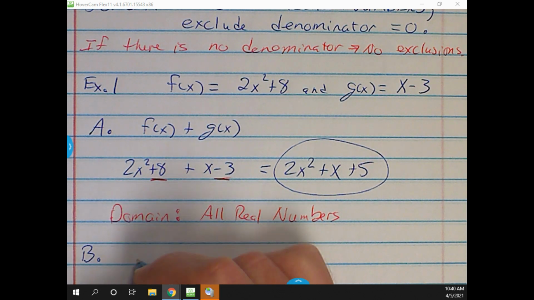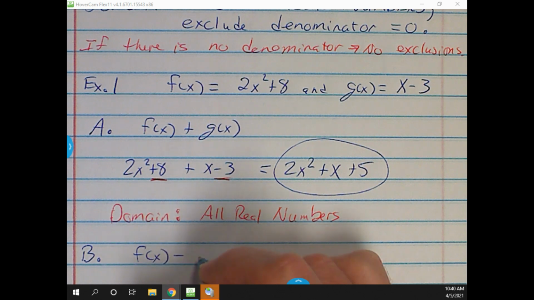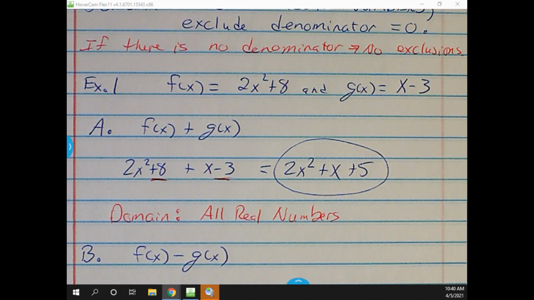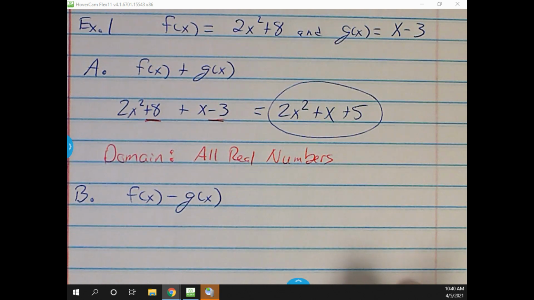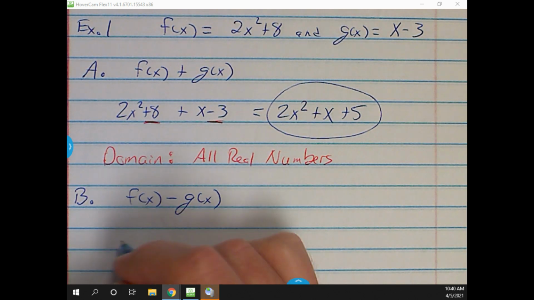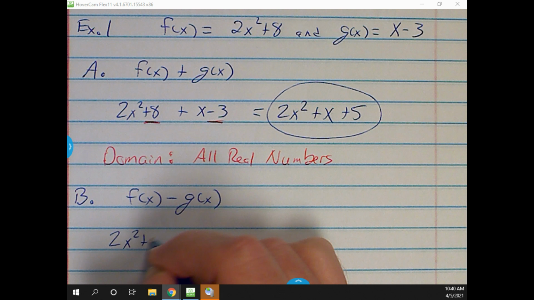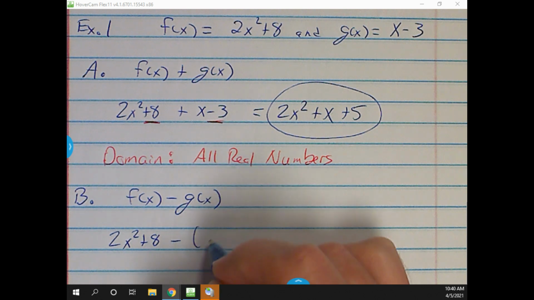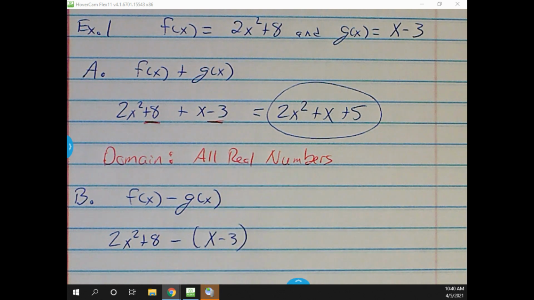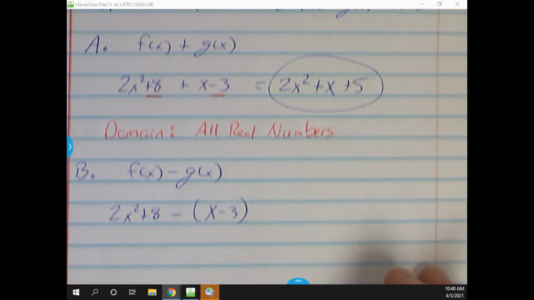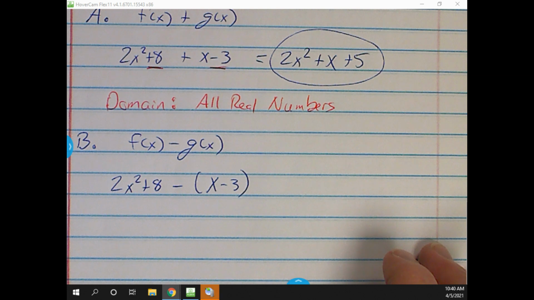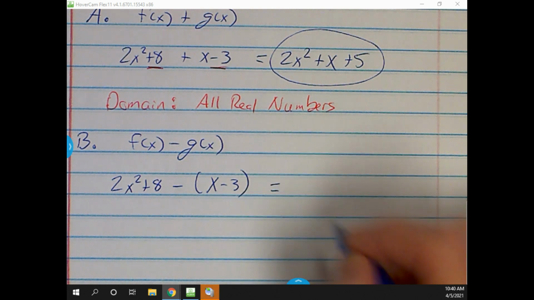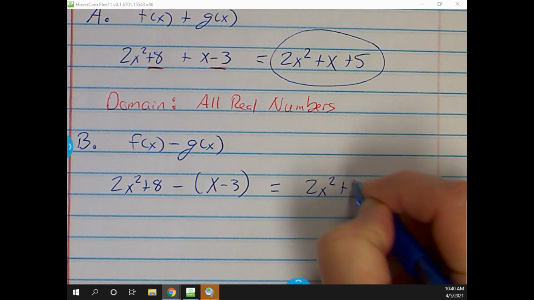All right, for part B, we'll do subtraction. So we'll do f of x minus g of x. Okay, this is one that you have to be careful of, because if you're going to do minus the g of x, you actually have to put parentheses around that one. So it's minus the quantity x minus 3. So that's 2x squared plus 8.